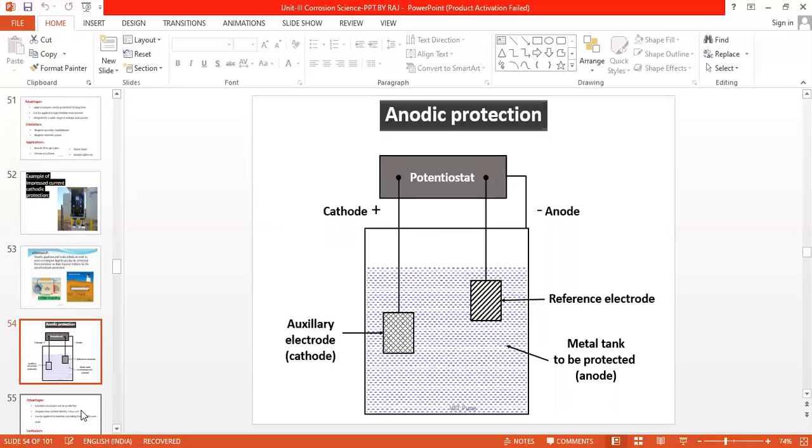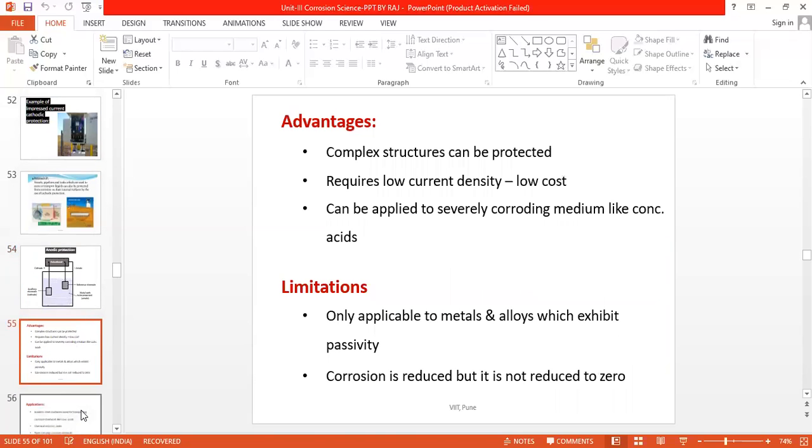Now this is the typical diagram and the requirement given here. The auxiliary electrode or cathode is there, then the potentiostat, the anode, the reference electrode, the metal tank to be protected which will function as anode, and the electrolytic solution rich in oxygen. The advantages of this: complex structures can be protected by this method. It requires low current density or low cost and can be applied to severely corroding media like concentrated acids.